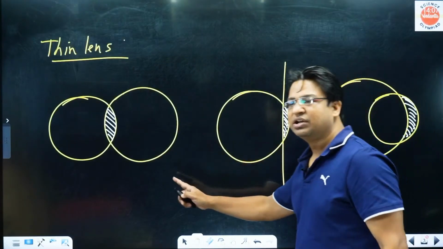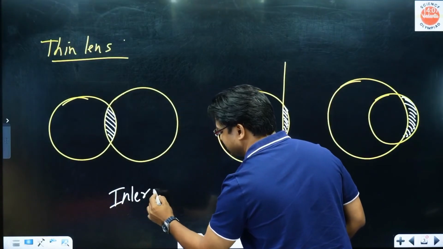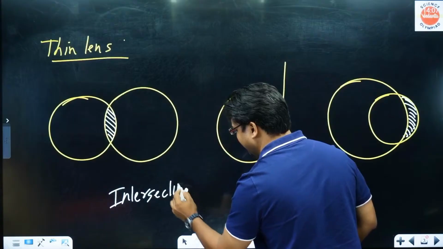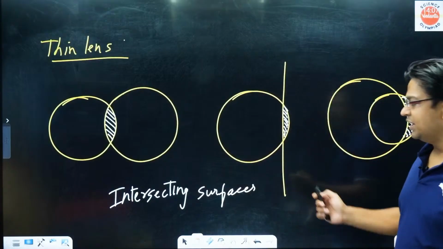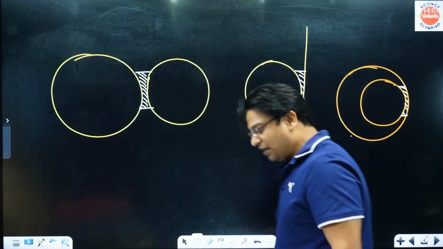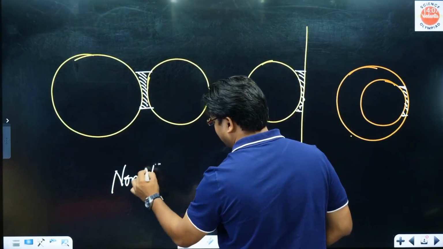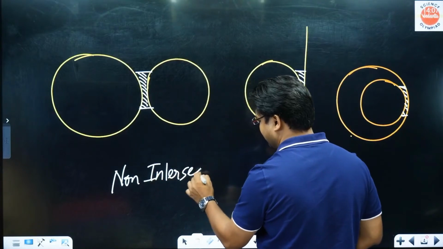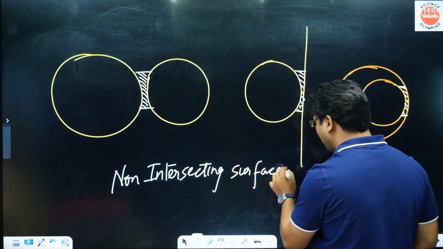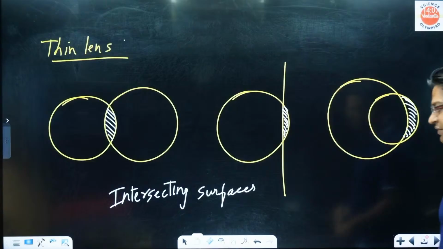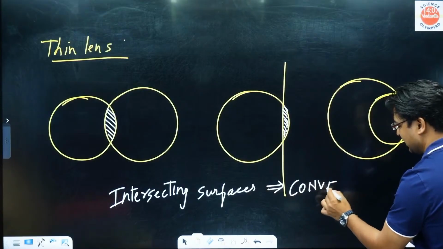And here you will notice that the three varieties are all made up of intersecting surfaces. And the next three varieties are all made up of non-intersecting surfaces. Now all the lenses which are made up of intersecting surfaces are classified as convex lenses.